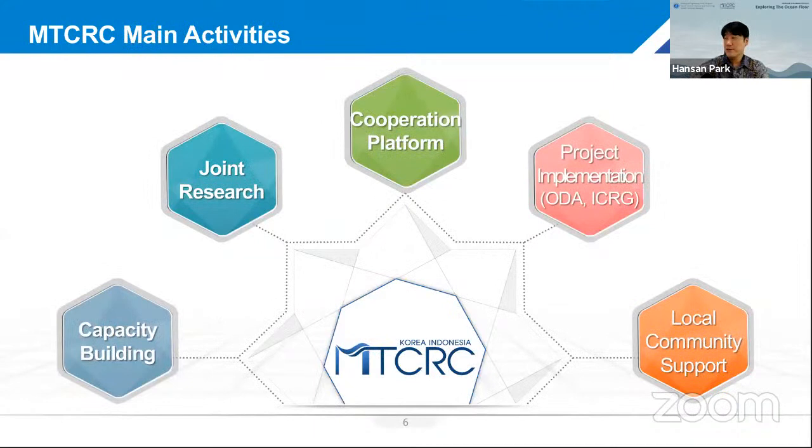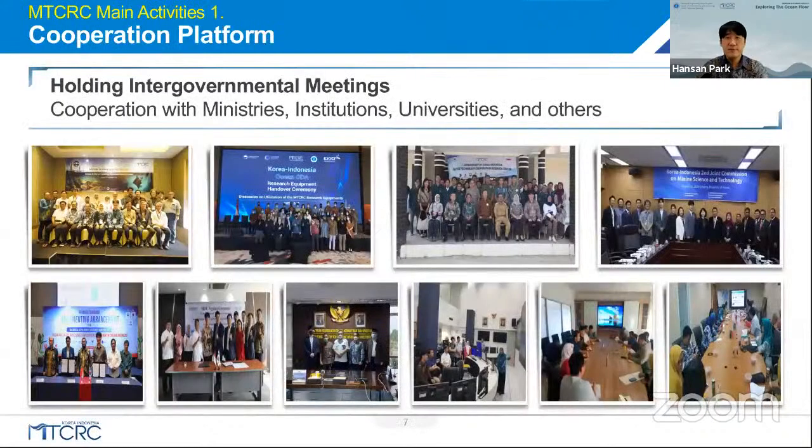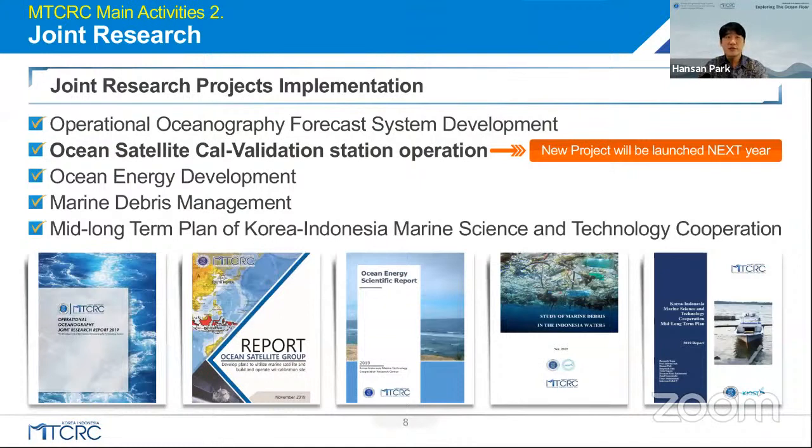And we have three major activities and also two additional activities. So the major activities are to make a cooperation platform, and conduct the joint research and capacity building. And additionally, we also conduct projects, kind of ODA or ICRG projects, and we support the local community. So first, cooperation platform, that is to make a good relationship with the two governments, including ministries and institutions and universities and others. So there are so many meetings, and also we have a special session in ISOE and also have several intergovernmental meetings.